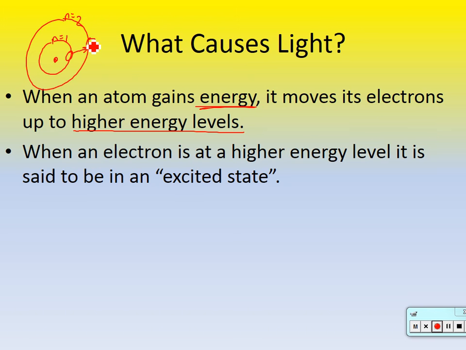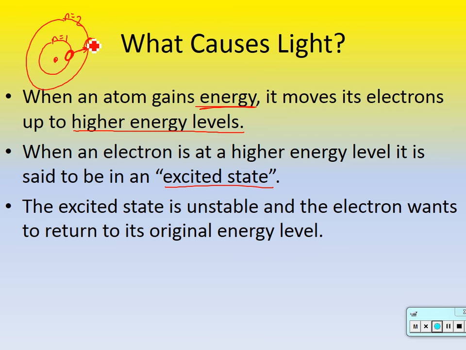When an electron is at a higher energy level, it is said to be in an excited state. So if it's normally in energy level 1, you give it energy, say we're heating it up in a flame, it moves that electron to the second energy level. Now it's in an excited state. Okay? That electron is said to be in an excited state.